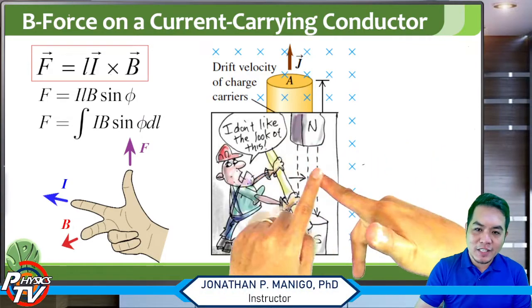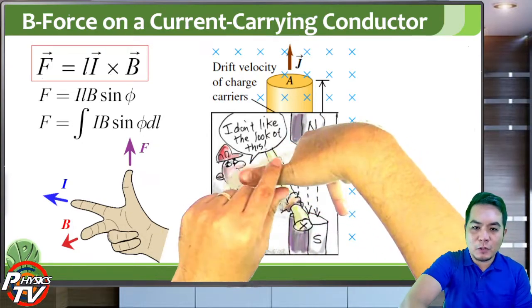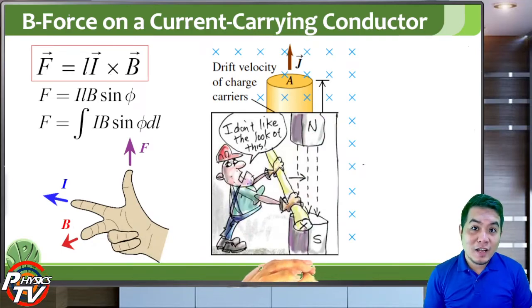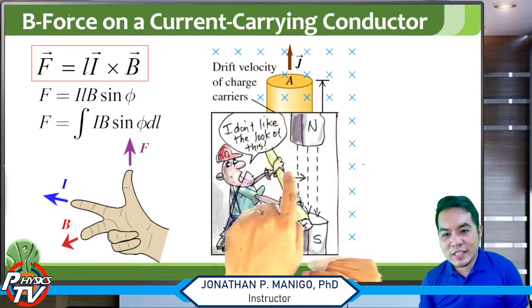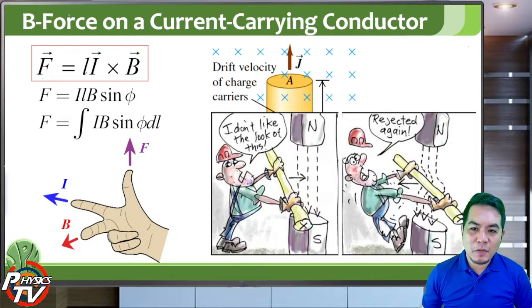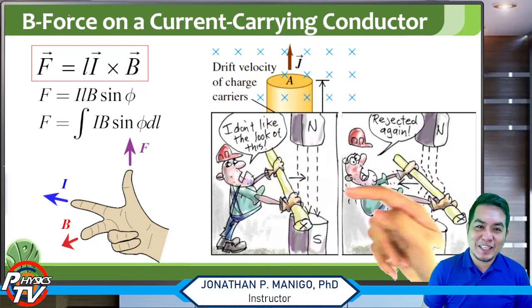Therefore, the current is into the page. The magnetic field is downward. This is my magnetic field. Therefore, there will be a force to the left. So if you push this wire through this magnetic field here, there will be a force in the opposite direction. And as you see in the comics, it's being rejected again because there's a force in the opposite direction.